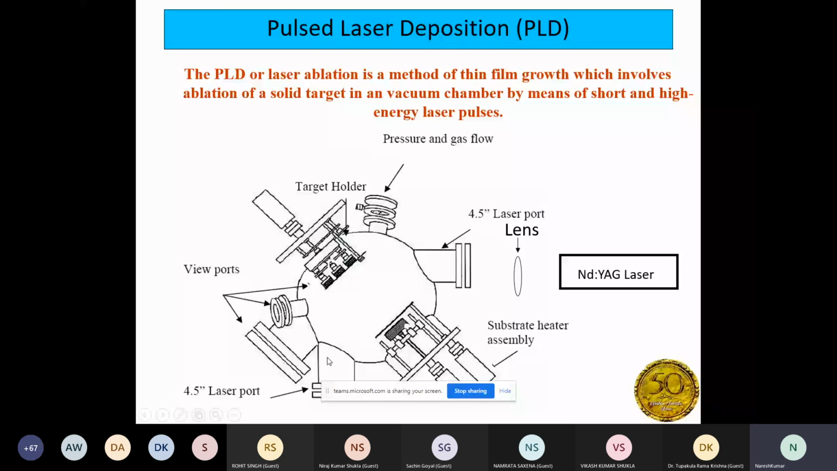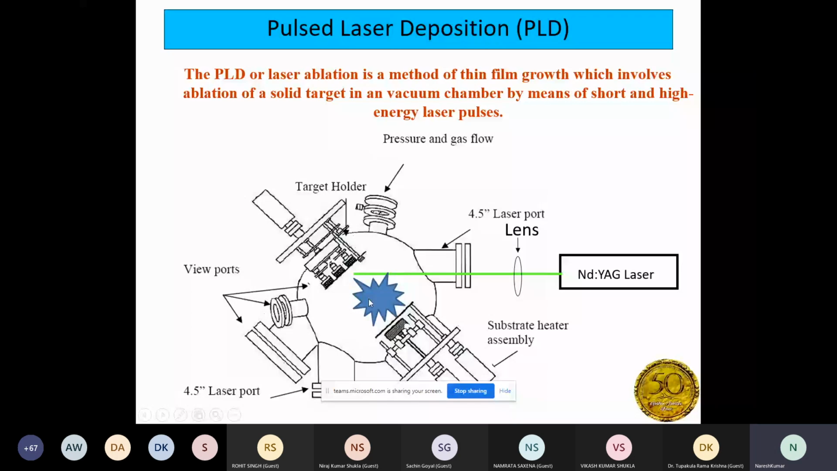Now, what happens here is you have a high power laser. I'm taking a neodymium yttrium aluminum garnet laser, commonly known as Nd:YAG laser. The laser beam comes out of it, we focus it with the help of a lens, and this focused beam is incident on a target. Finally you have a plasma, and this plasma expands in vacuum, and you have growth of thin films at the substrate.